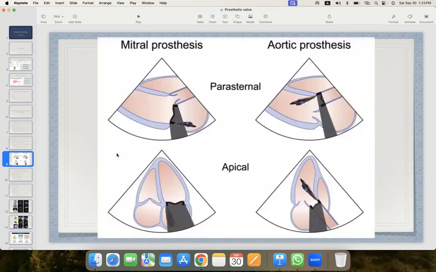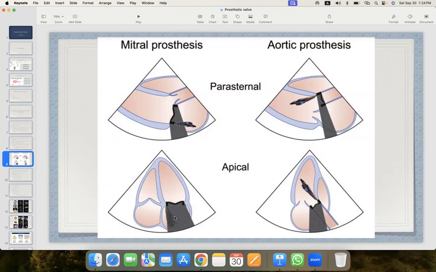For example, if you do the parasternal view for the mitral valve, you will see that the shadowing will cover any paravalvular regurgitation on the posterior side. It will be really hard to see it from here. But if you do the TEE, you will be able to see it very clearly.